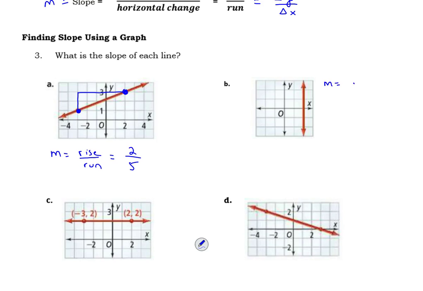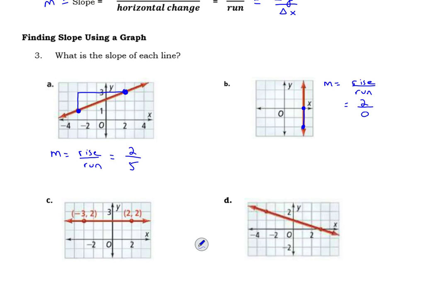Okay, for part B, m is equal to rise over run. Again, pick any two nice points. It doesn't matter what points you pick, as long as they're on the grid lines. You're going to do rise. In this case, I'm rising 2, but I didn't run anywhere. I don't have a run going left or right. There is no horizontal change.